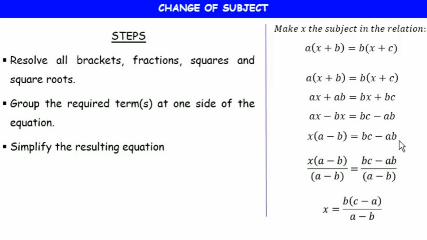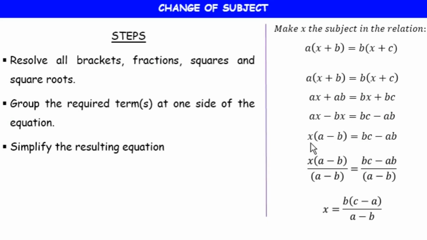minus ab, right? Now when you expand this, you're going to get this thing, because when you expand, you're going to get x multiplying a giving you ax, and then x multiplying b giving you what? Minus bx. That is the same as this one, right? So that is factorization, alright? Okay, so after factorizing, we're going to get x into bracket a minus b is equal to bc minus ab.